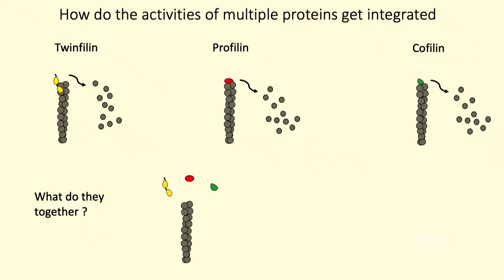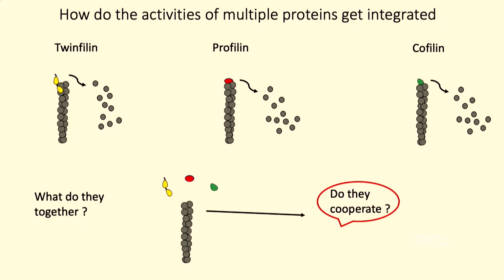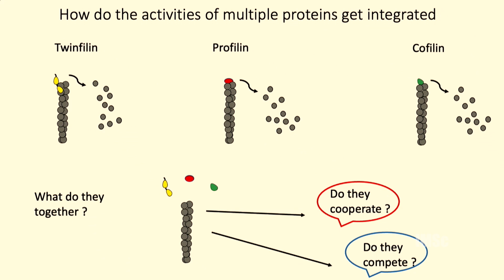That's really the question. It's a very simple question, but it accounts for the actual situation of a cell, where you really don't have single proteins, which is what people typically focus on. So if they are acting at the same barbed end, do they cooperate or do they compete? That's the first question one can ask, if we are really interested in figuring out how 2 proteins act on the actin filament barbed end.